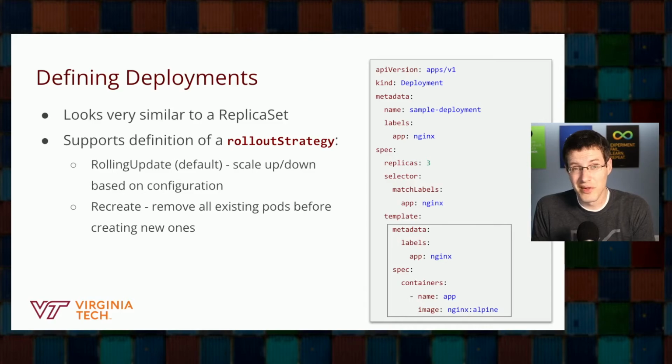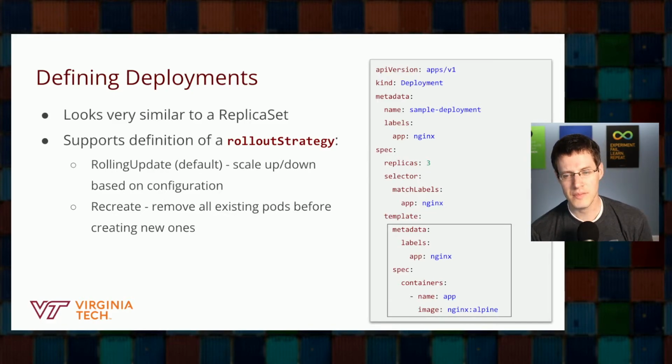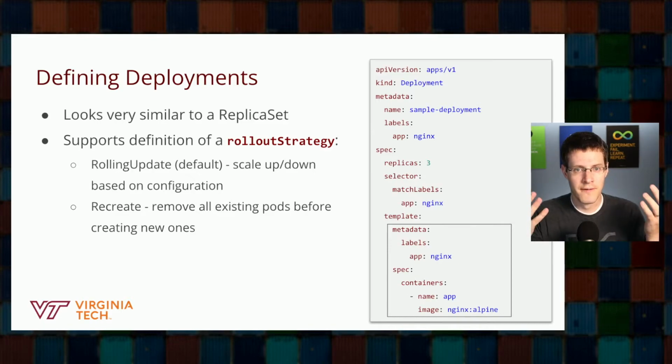So defining deployments, it looks very similar to a ReplicaSet. The only thing that's changed is the kind is Deployment, and there are additional properties that we can define. So the spec still has the replicas, and we can also define what's called a rollout strategy. The rollout strategy is how that scaling between replica sets works. By default, it does that rolling update where it scales the old one down and the new one up. But there's also another strategy called recreate, where it basically says, hey, nuke everything and then bring up the new thing.